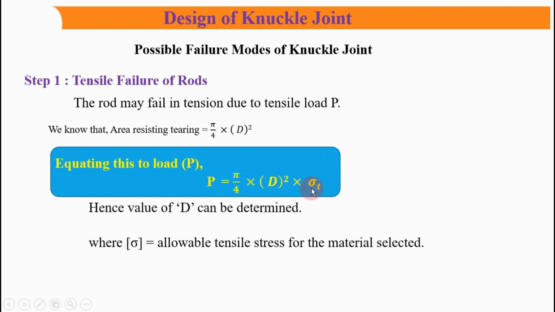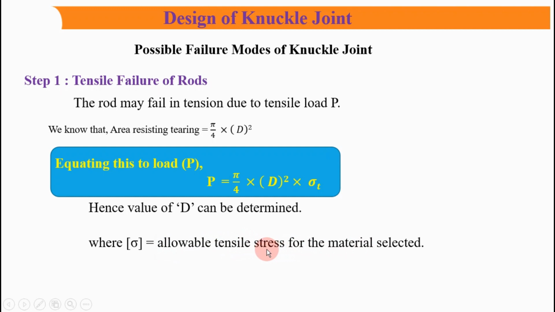Now sigma T is the allowable tensile stress for the material selected, and after calculating this, the value of D can be determined. The sigma T value is given in the numerical, and the P value is also given. If we have the values of P and sigma T, then we can easily calculate the value of D, where sigma T is the allowable tensile stress for the material selected.